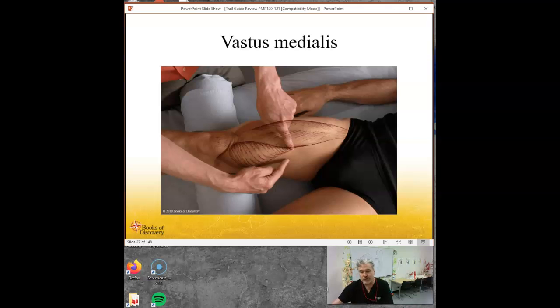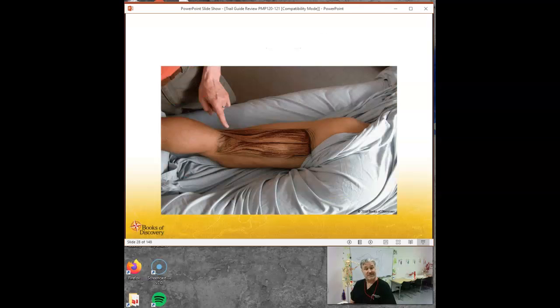Wow. So you just said they all insert in the tibial tuberosity via the patella and patellar ligament. I love how you said that. That's gorgeous. And what action do they create as a group? As a group, they all extend the knee. Beautifully said, yes. What additional action does the rectus femoris produce? Flexes the coxal joint. Yes, flexes the coxal joint.